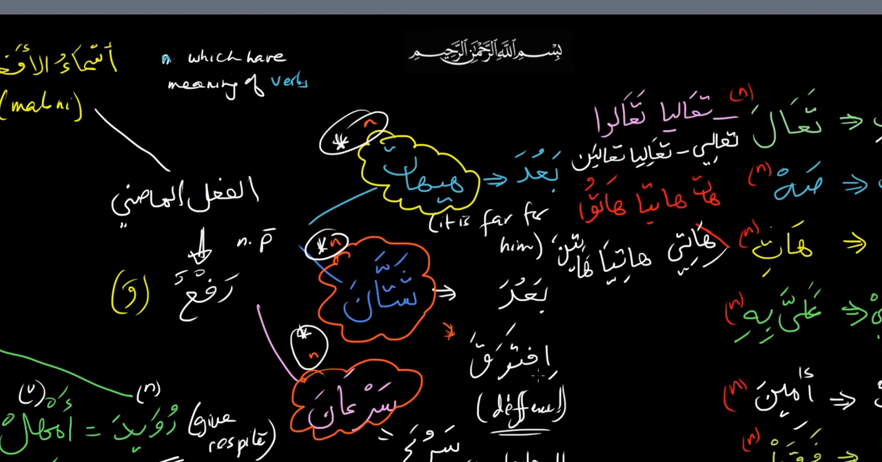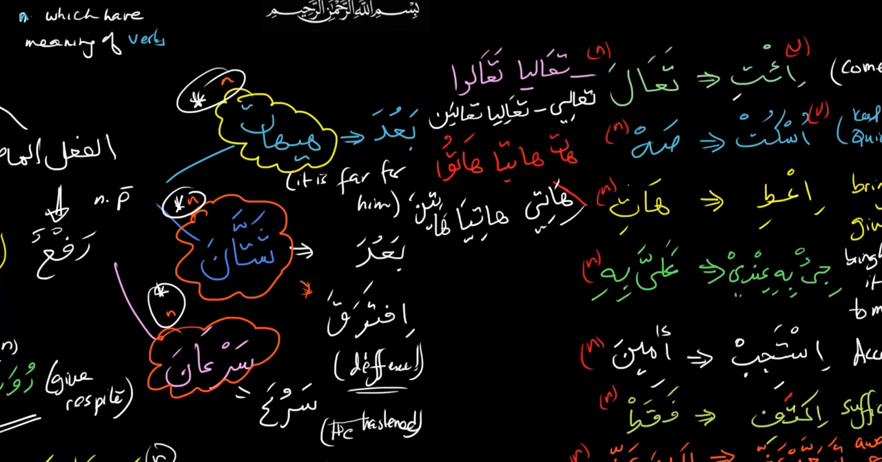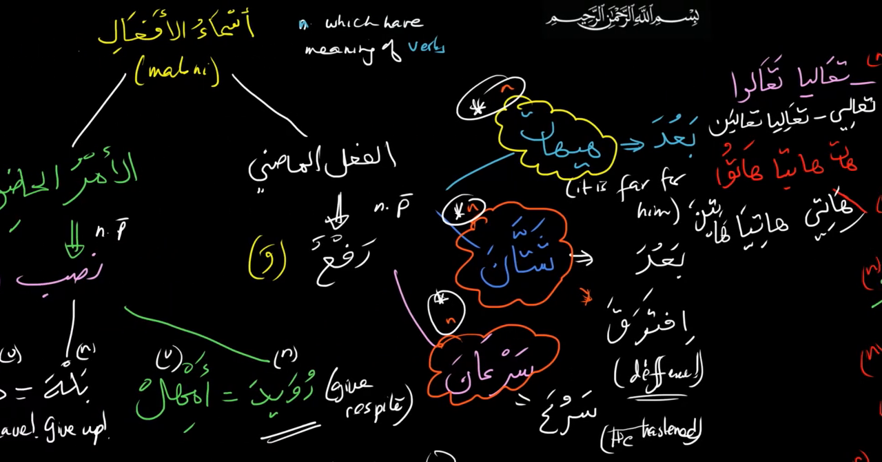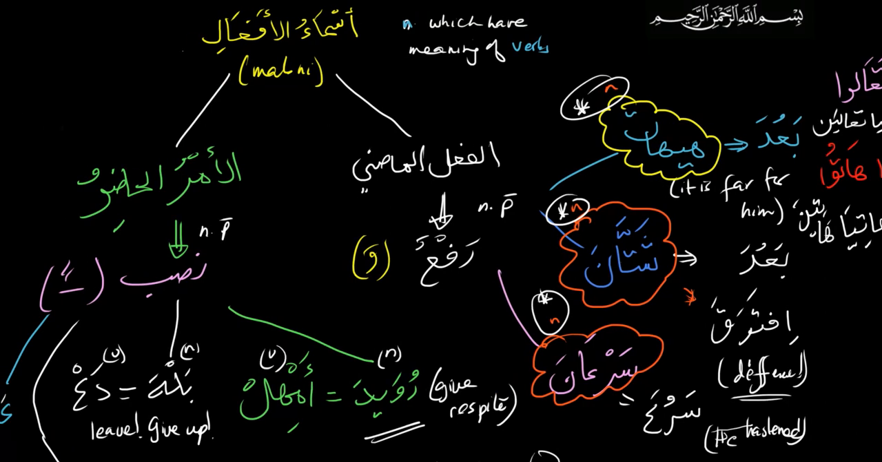Some of these change form based on singular, dual, and plural. They are still mabni, but they change form in singular, dual, plural. So ta'al for singular, ta'aliya for dual, and ta'alu for plural. And for female, it's ta'ali, ta'aliya, ta'alaini. Hati, hatiya, hatu, and hati, hatiya, hatain for females. So they change formally. This is a summary of asma' al-af'al, another form of mabni nouns.